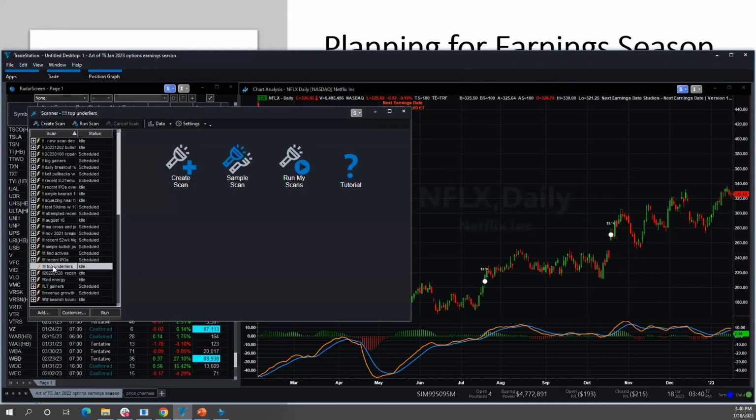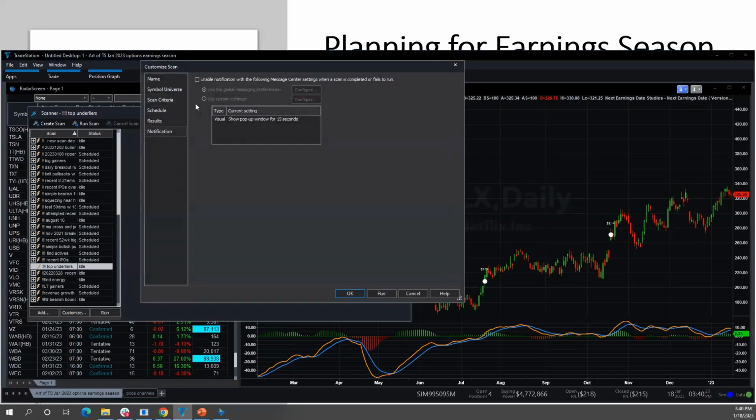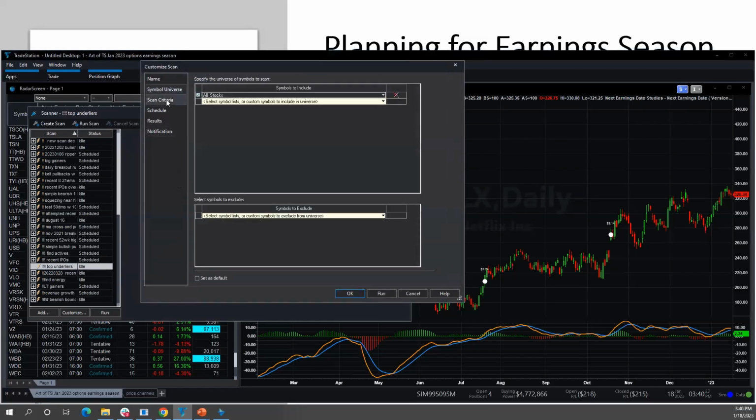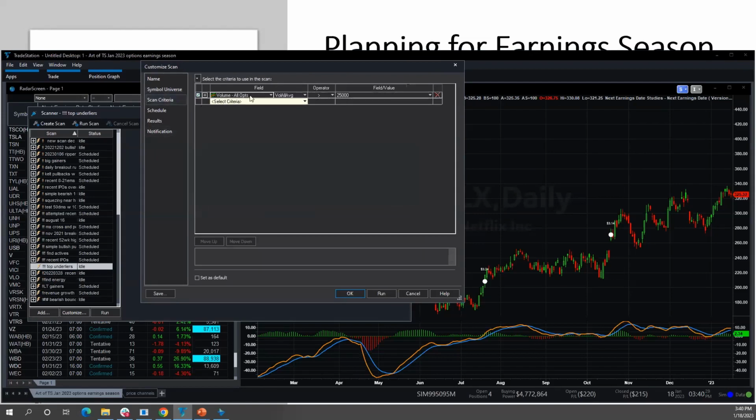You know what? This is the thing that kind of crashed my price server. I think I had too many things going at once, so I'm going to just leave this alone for now. But if you look at the way I did it, the scan criteria was I just had volume, all options, and then the volume average greater than 25,000.